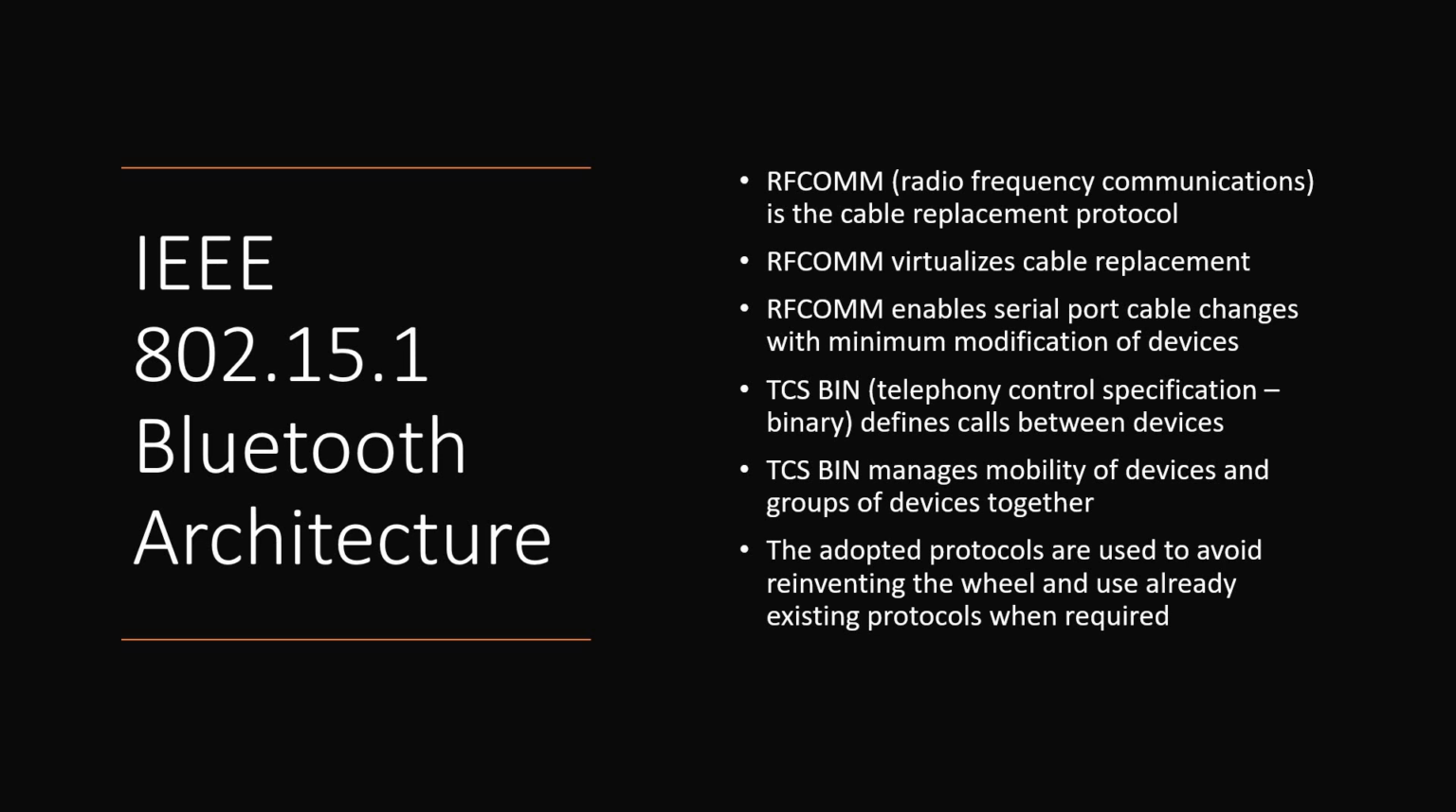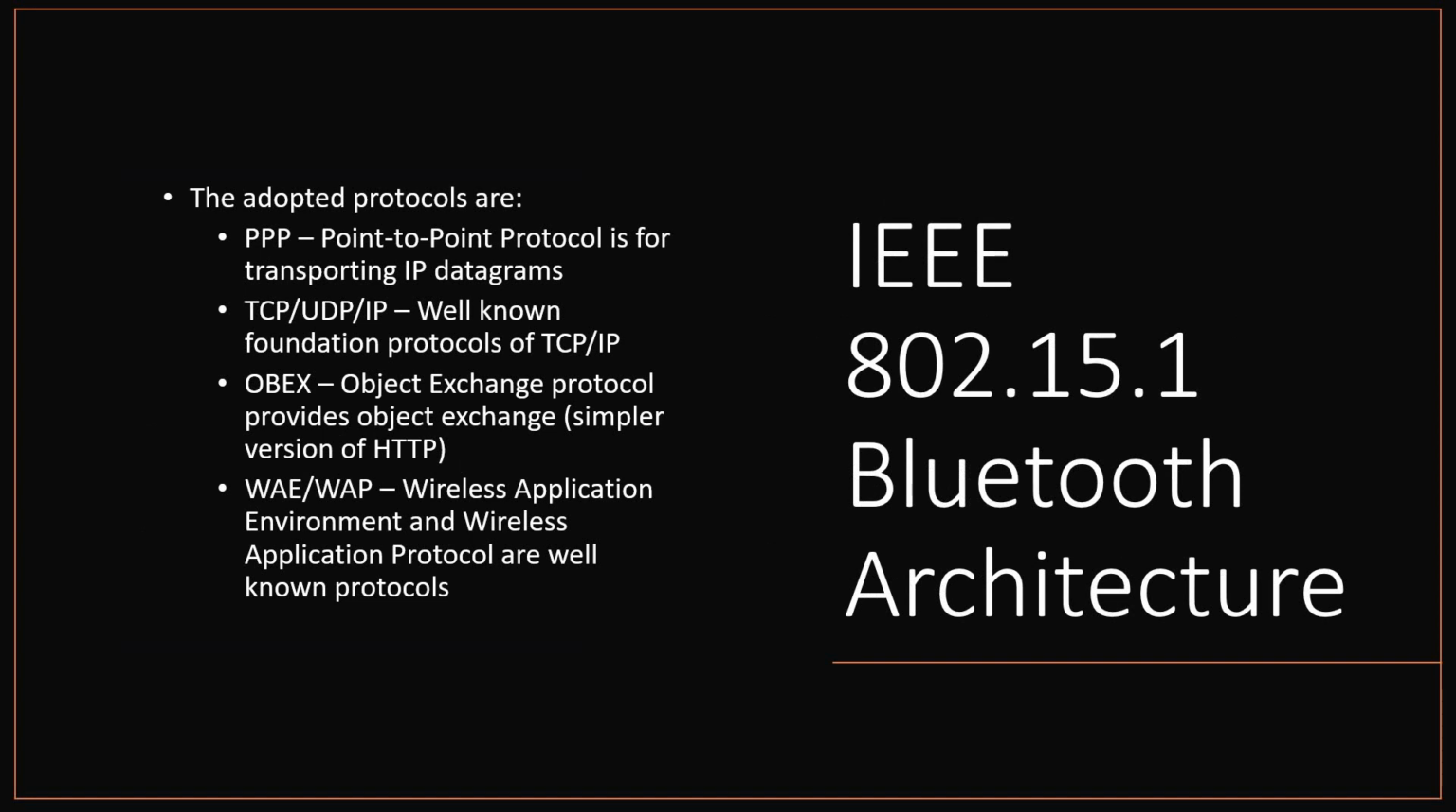And the last thing is the adopted protocols. So this is just the adoption of different kinds of protocols which are used to avoid reinventing the wheel, because there are many protocols which are defined in a lot of networks, for example in WLAN, and then maybe in other personal area networks. So instead of creating those protocols again, Bluetooth makes efficient use of those protocols which are already existing. So these are some examples of the adopted protocols.